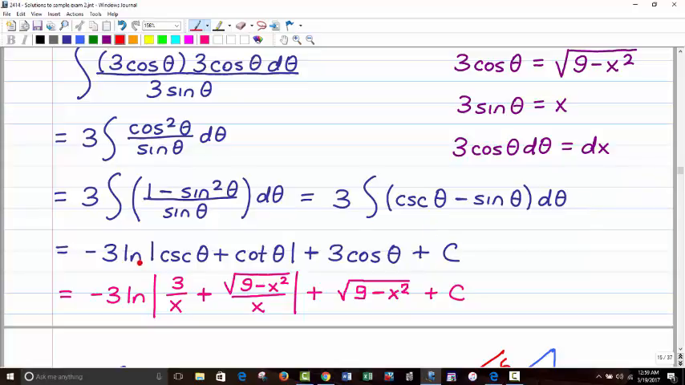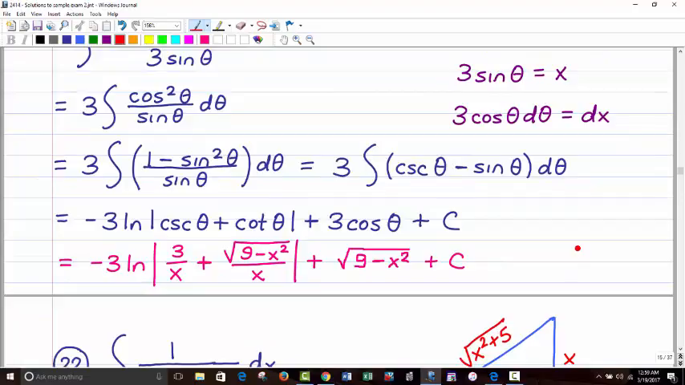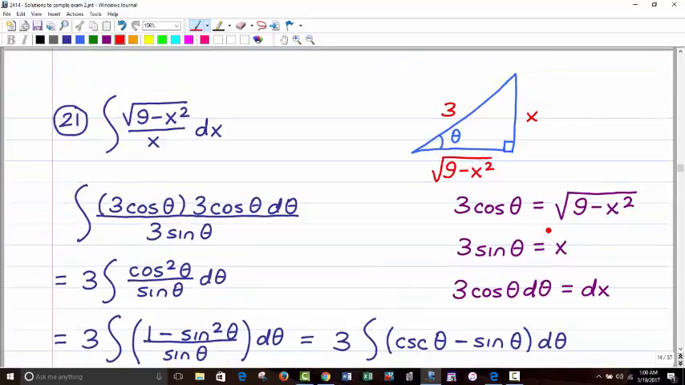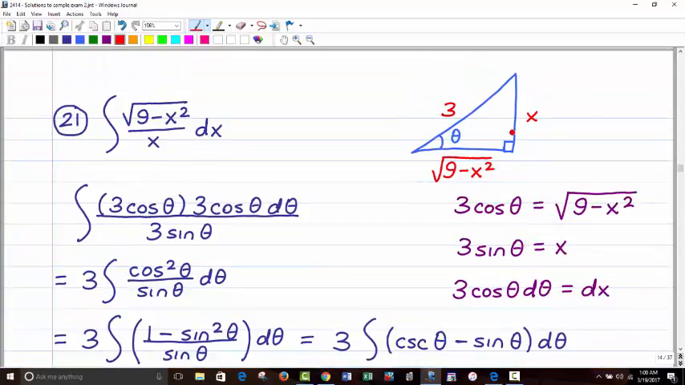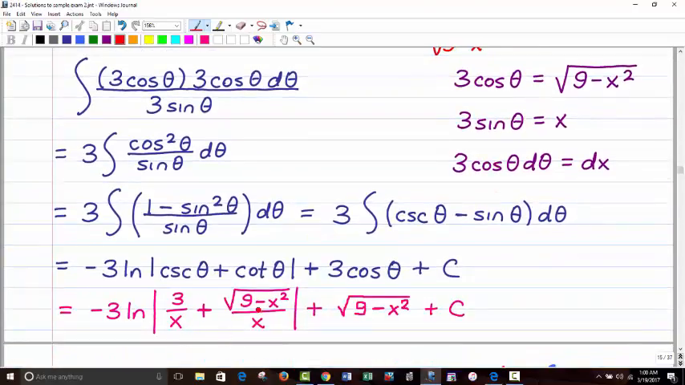So once you have that, the antiderivative of cosecant is negative natural log of cosecant plus cotangent. Of course, then the antiderivative of negative sine would be positive cosine. And I went ahead and distributed the 3. And then we get everything right off the triangle. We're set here. So it's negative 3 natural log of cosecant of theta. Cosecant would be hypotenuse over opposite, so it'd be 3 over x. Cotangent would be adjacent over opposite, so it's the square root of 9 minus x squared over x.